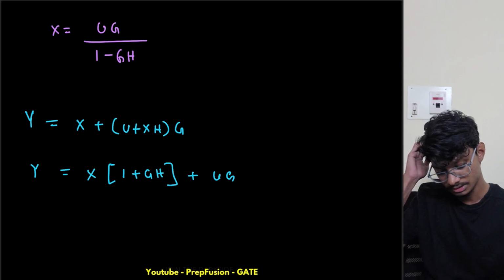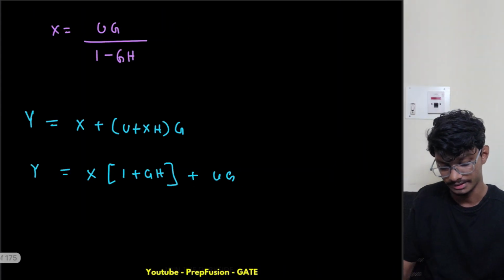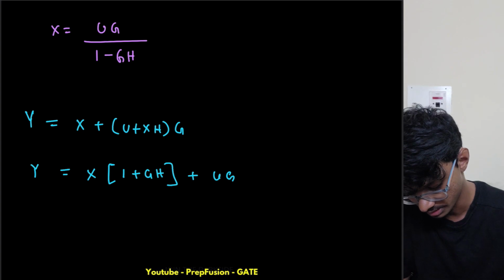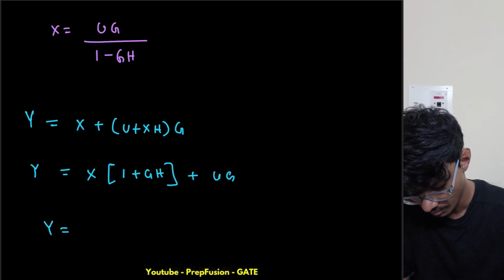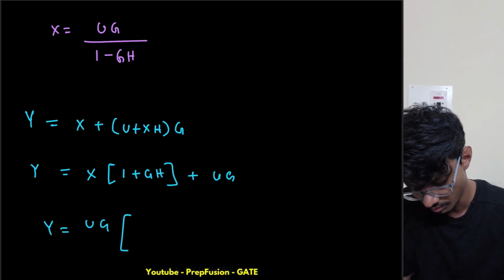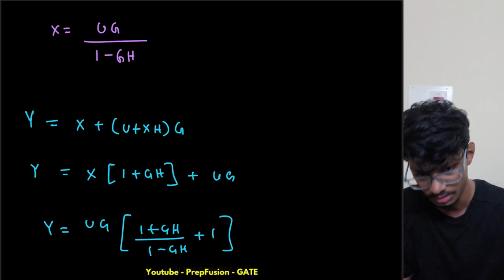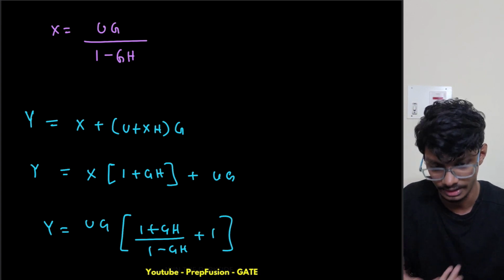Now, what is x equal to? x equals ug into 1 minus gh. So y equals ug. I take common, right? 1 plus gh divided by 1 minus gh plus 1. Next I can simply add these two.